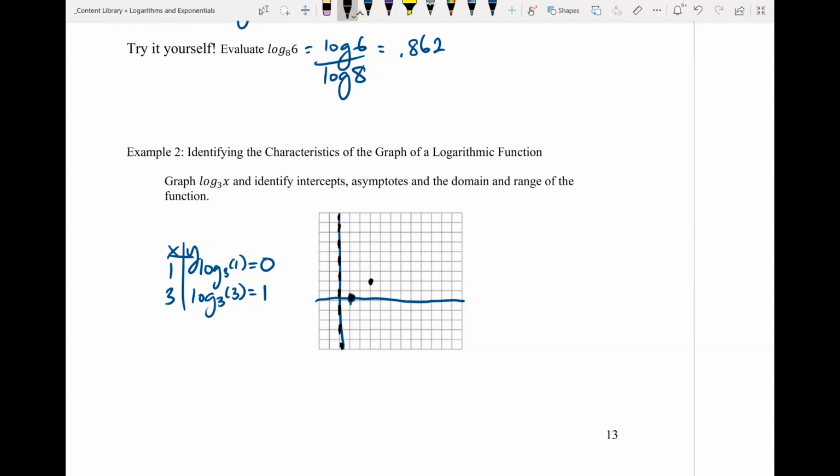So I can connect these 2 points. For our end behavior, as our x approaches infinity, y is also approaching infinity. So it's going to look something like this. And then because we have this asymptote, we are going to create our curve so it's approaching our asymptote there. So this is your graph of y equals log base 3 of x.